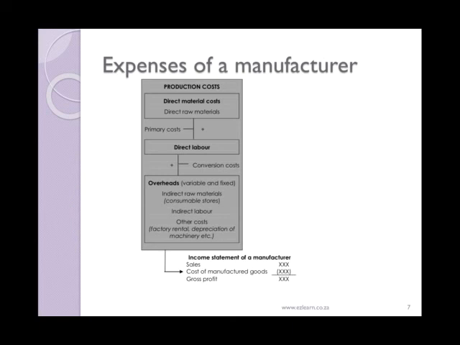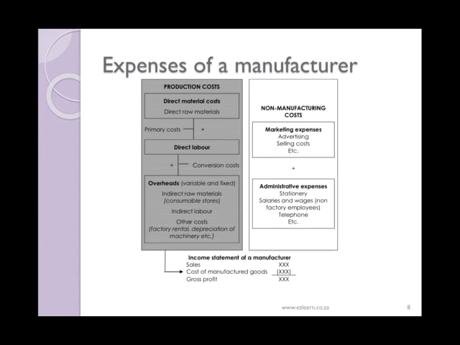When you prepare an income statement for a manufacturer, it will actually look exactly the same as that of a trader. The only thing is that you've got to keep in mind that your cost of sales, shown here as cost of manufactured goods, needs to be calculated, as shown in the grey block. You will show your sales, you will subtract your cost of sales in order to earn your gross profit. Once you've done that, the rest of the income statement is prepared in exactly the same way as for a trading business.